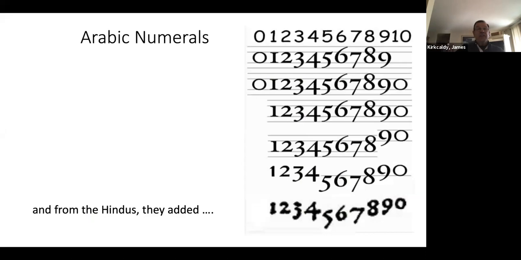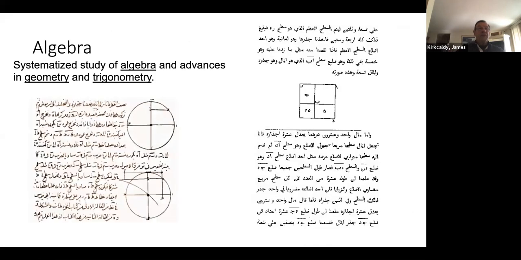They also gave us Arabic numerals. The Hindus, however, added 1, 0. But 1 through 9, we have to thank the Arabs for that. Notice the connection: Arabic numerals, Arab. Algebra, well, the name gives it away, right? And they led the world in things like algebra, advances in geometry, and trigonometry, all things, of course, that will be important for the European discoveries and breakthroughs.